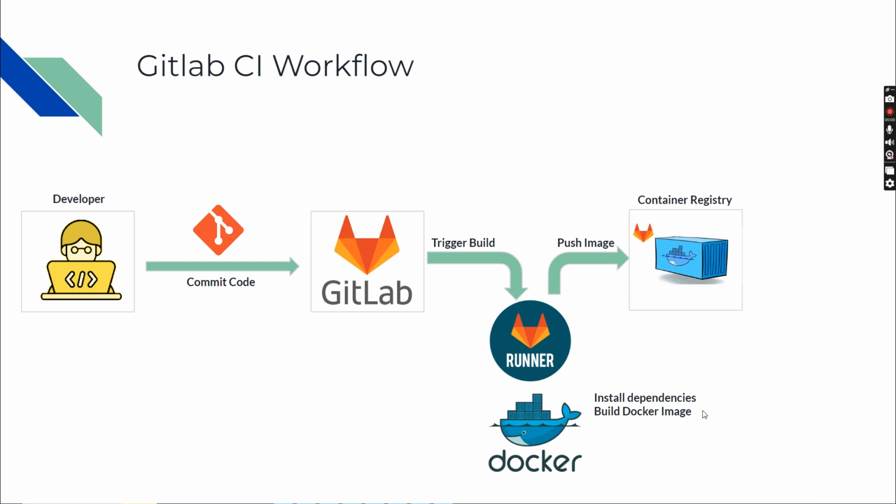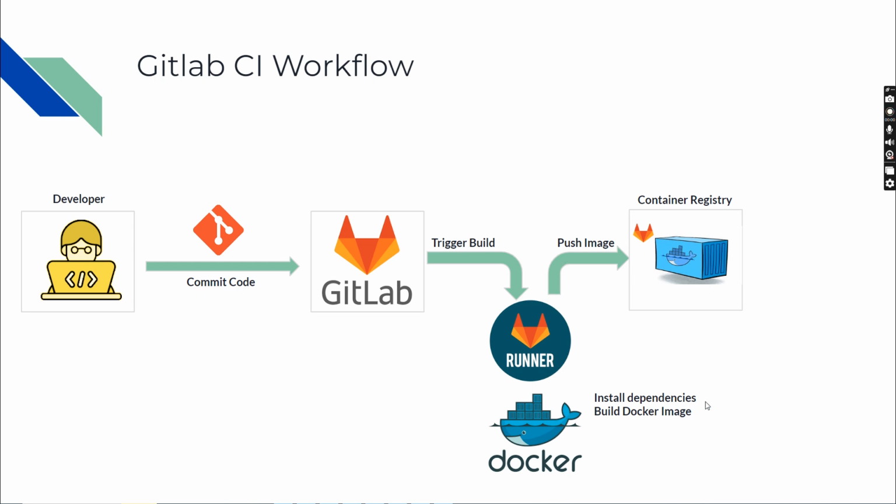Installing the dependencies means, for example, in the case of a Java program, you will have so many Java dependencies in the form of jars. You will have to pull these dependencies from the Maven repository and then create the build out of it. Then using this build, we create the Docker image, and push the image to the container registry.